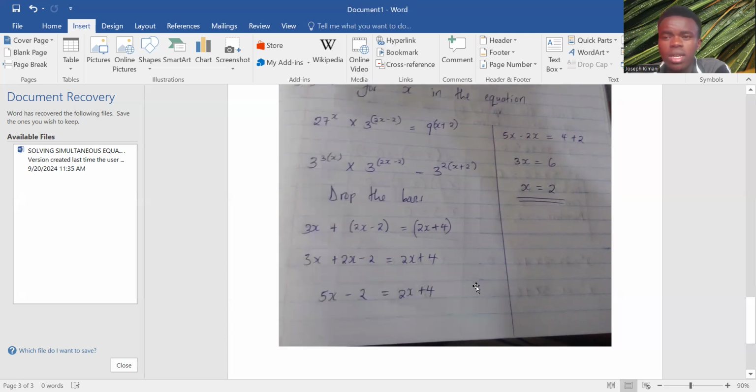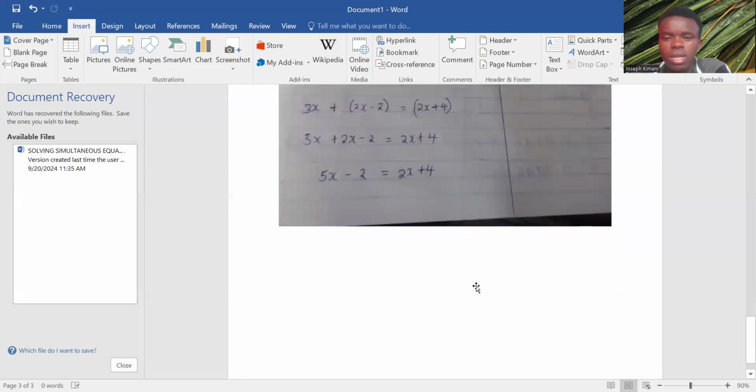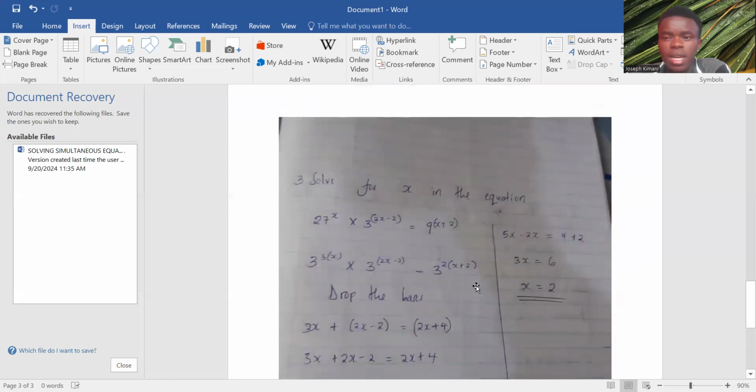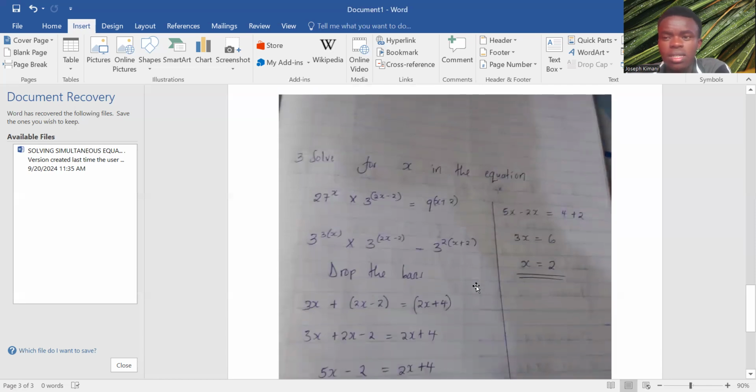So for this one, unfortunately, I forgot to add a revision question for you guys, but go find questions now on indices and try to test your knowledge of whether you've understood the concept.